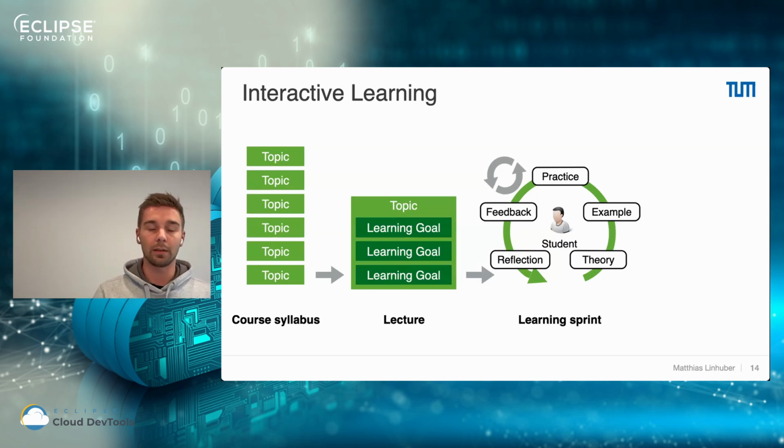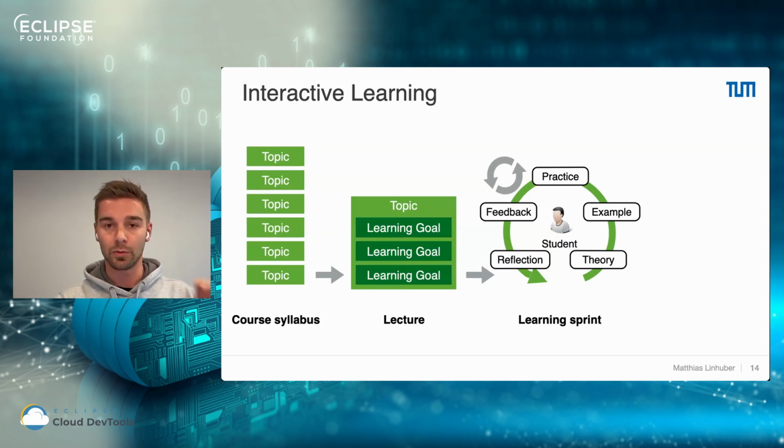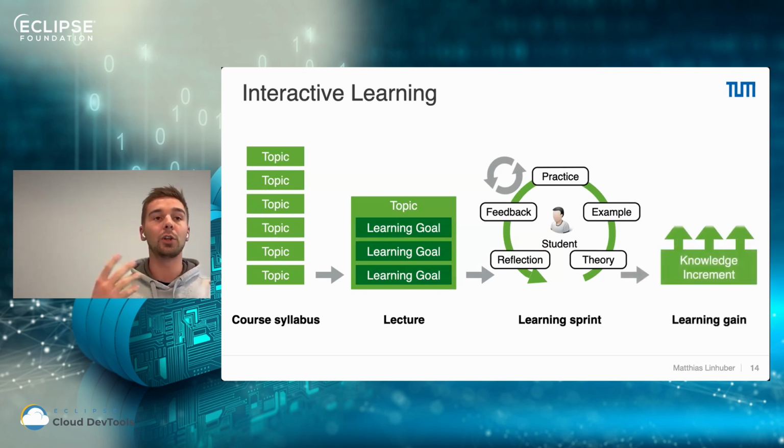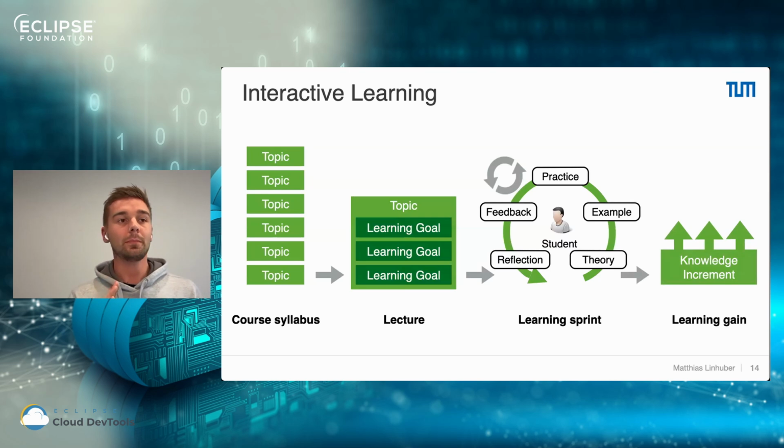So the students get a good view into some very detailed parts. They have an example, practice, feedback multiple times, they get a reflection, and in the end, we hopefully have a knowledge increment for the student. So this is closely related to the Scrum Agile method. So you will see lots of parallelisms here. So this is working really, really well for us. And if you're interested in that, we can have a chat on that in the chat later on.